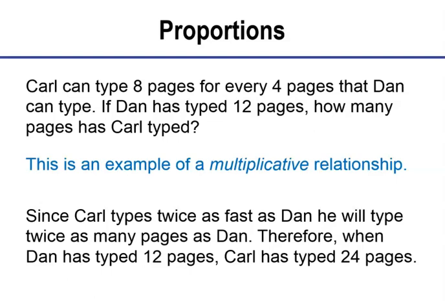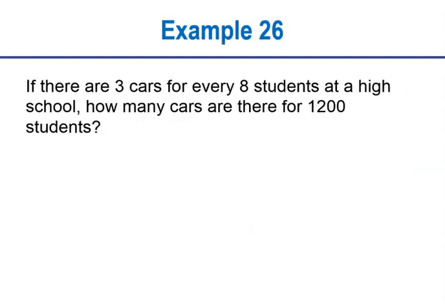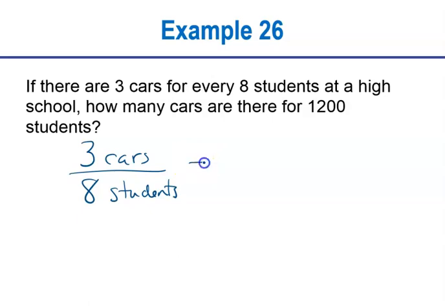So these are relationships that you have to glean from the information that you've been given. Now let's do an example. If there are 3 cars for every 8 students at a high school, how many cars are there for 1,200 students? Now what we can do here is set up a proportion. So notice, if there are 3 cars for 8 students, and I'm a big fan of writing the units in so you can get the proportion set up correctly. So 3 cars for 8 students. How many cars are there for 1,200 students?